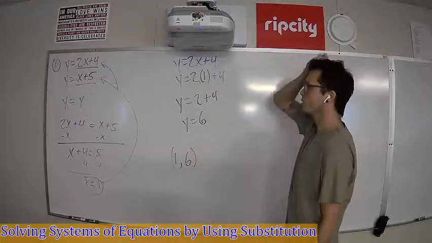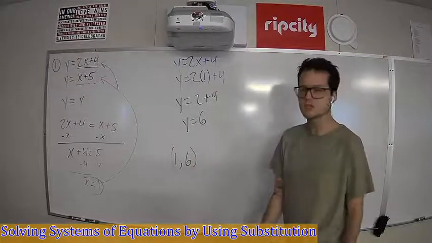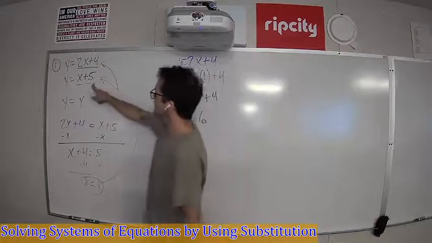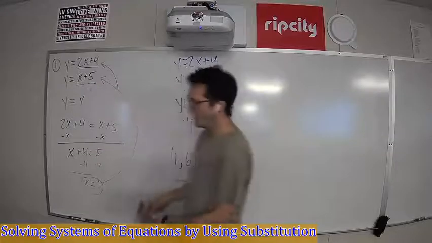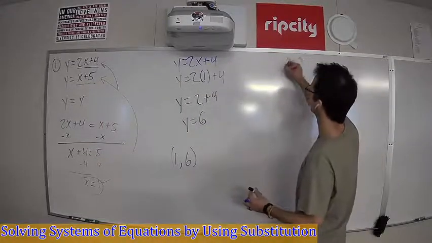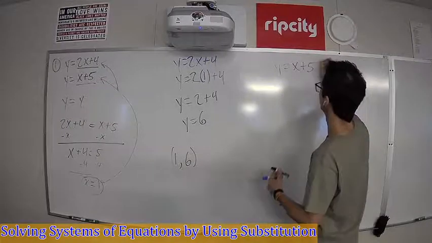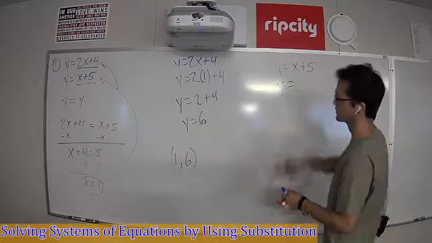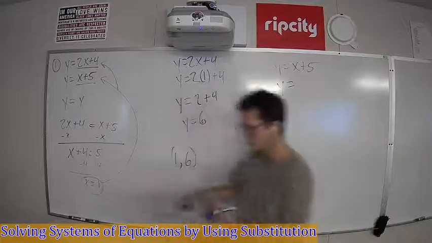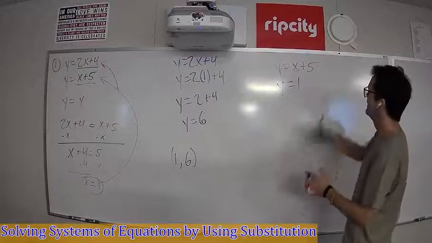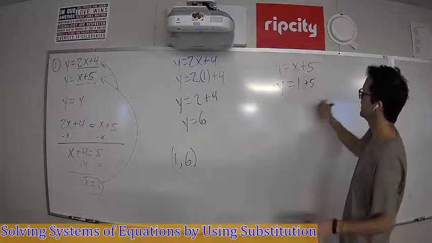Let's check the other equation too, just to be extra safe. So if we plug in 1 to the red equation, y should also equal 6. So let's check. y equals x plus 5. If I plug in x equals 1, I'm going to replace my x with 1, and then the plus 5 is still plus 5.